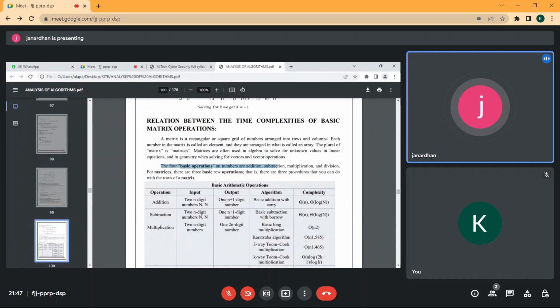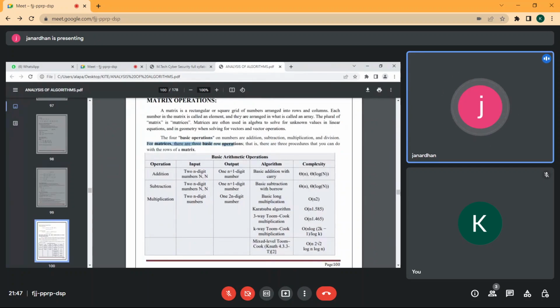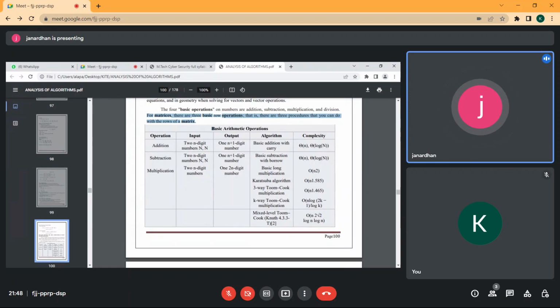For matrices, there are three basic row operations. That is, there are three procedures that you can do with the rows of a matrix. Basic arithmetic operations: operation, input, output, algorithm, complexity. Addition: input two n-digit numbers, output one n plus one digit number. Algorithm: basic addition with carry.